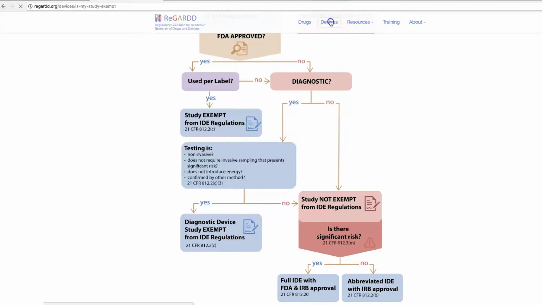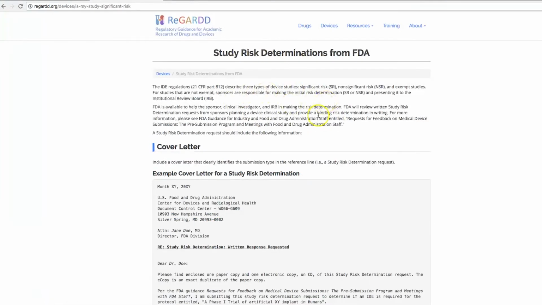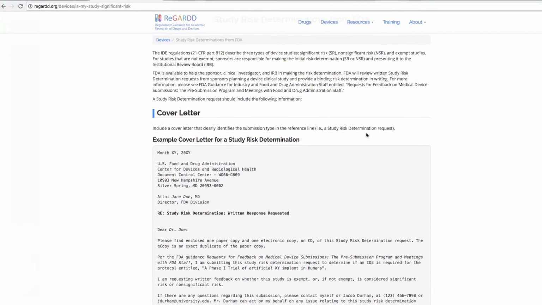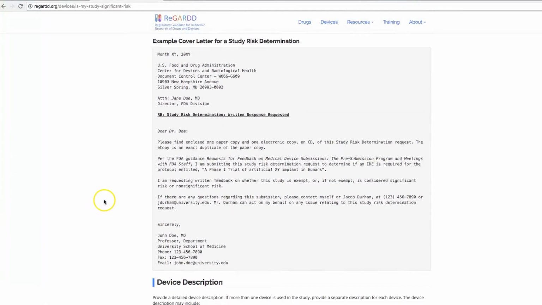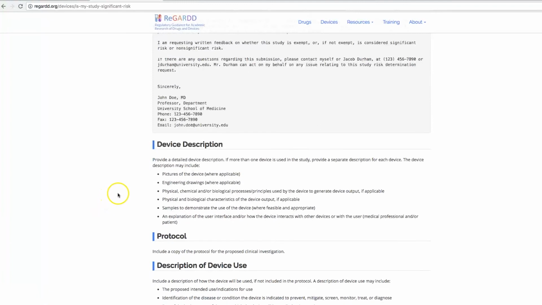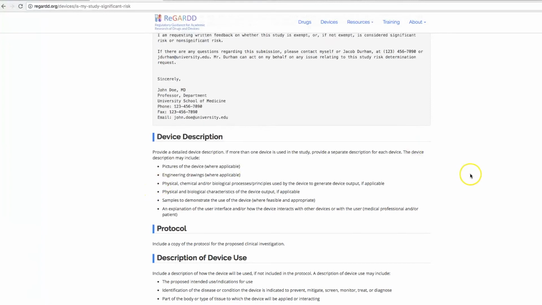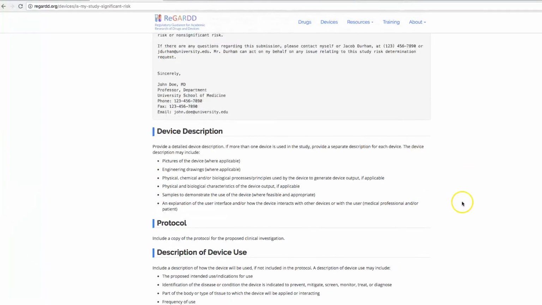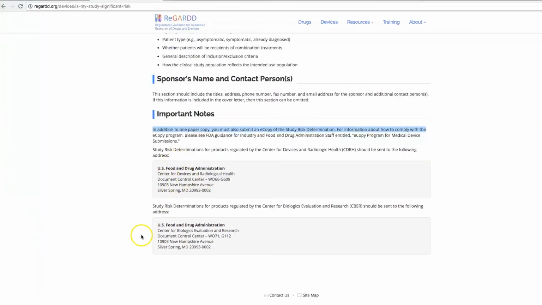So let's go back and look at the determination for risk. So we've provided you some guidance on asking the FDA for study risk determination. We have a cover letter sample that you can use. And all the information that you'd need to include to help the FDA in their decision. And then the address for submission of your study risk determination.